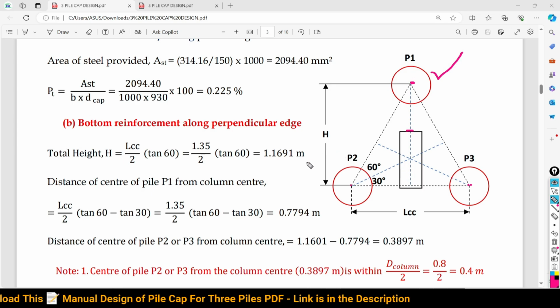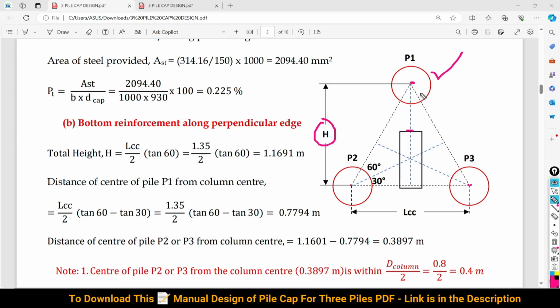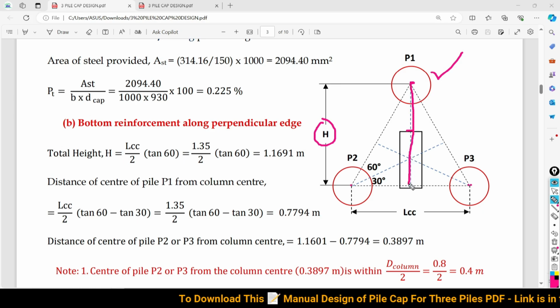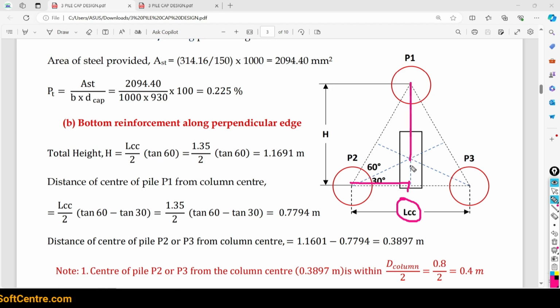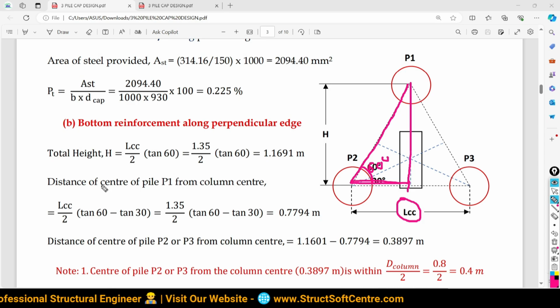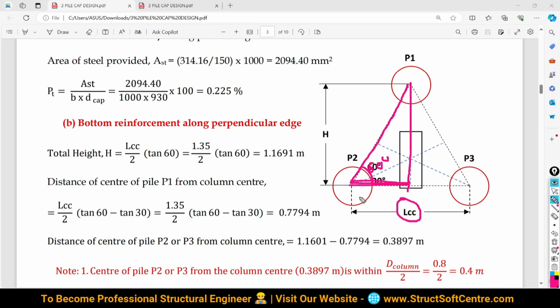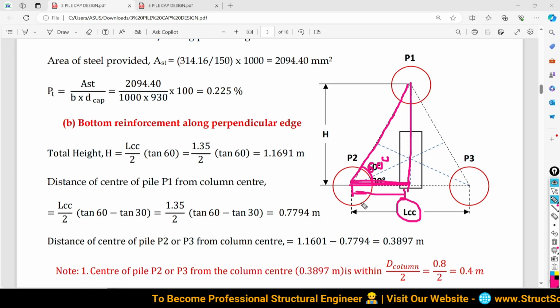Basically, first we need to calculate this total height. We do not have this total height, so we have to calculate it. The total height will be equal to the center to center distance between these two piles divided by 2. So you will have this distance, half of this triangle. This triangle we are going to consider, and this total angle is actually what? From the triangle, you know very well, center to center distance divided by 2 is the base we have.